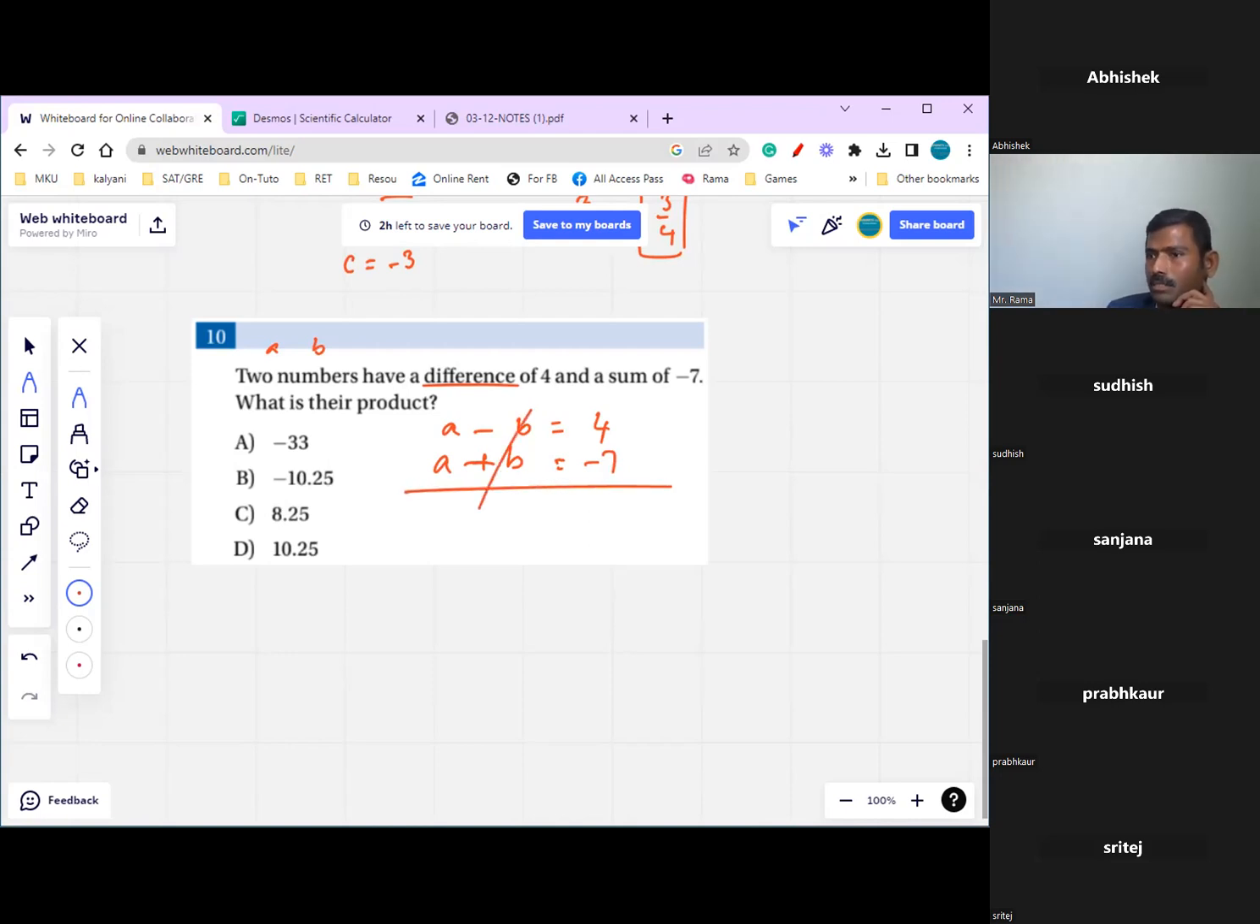Just add them, 2A is -3. A is -3/2 or -1.5. And then similarly, you plug it into one of the equations. I'm going to take maybe the second equation, A plus B, or A minus B, whichever, doesn't matter. So I'm going to take this one. -1.5 plus B is -7. And you can just do the math. B is -7 plus 1.5, that is -5.5. So once you get the B value, what you're doing right now is the product.